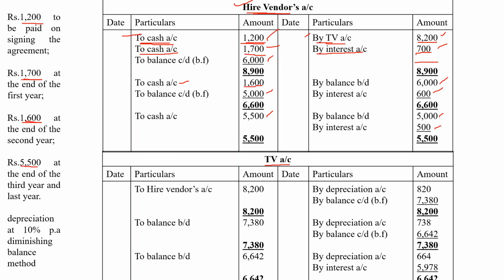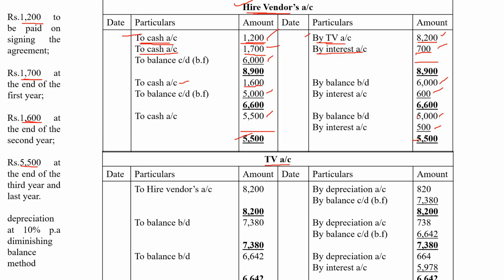I have recorded that, and at the end of the last installment, the hire vendor account should get tallied. There should not be any balancing figure. See, 5000 plus 500, 5500. In the debit side also we have 5500. The hire vendor account gets tallied at the last installment when there is no default. At the end of the last installment, your hire vendor account should get tallied. So I hope the hire vendor account is very simple to understand.